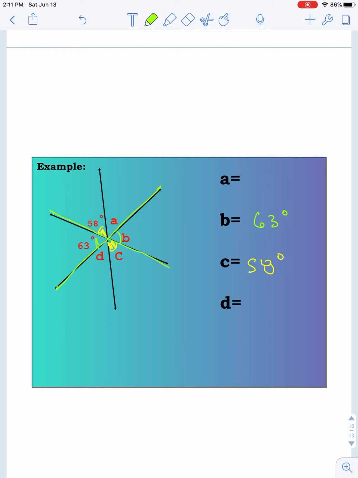So I got the easy ones, but how do I get A? Well, again, remember that these three angles together make a straight line. They make 180 degrees. So if you already know 63 and 58, added together, then you have to subtract. So 63 plus 58 plus angle A has to equal 180 degrees. Now when I take 180 degrees and subtract, that would give me 59 degrees. And then D is opposite it, so it will also be 59 degrees. It's a vertical angle.